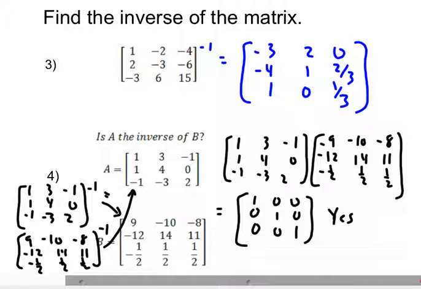So that's the way you want to do those. I'm actually not going to walk you through that one. I think you pretty much have it by now, but that's how you want to think through if they're inverses of each other.